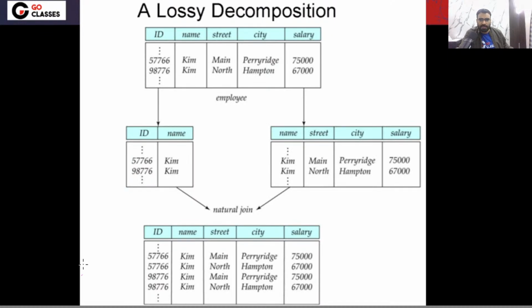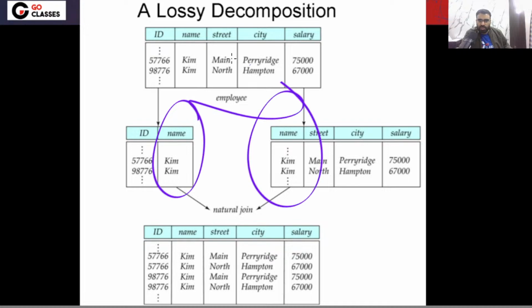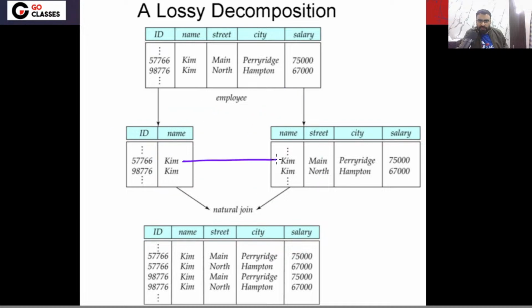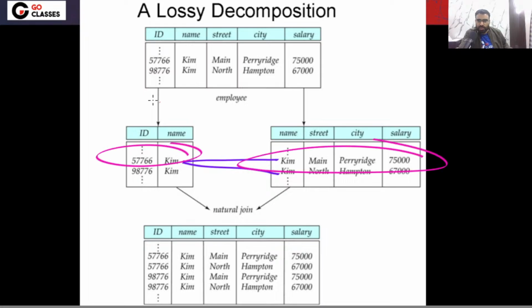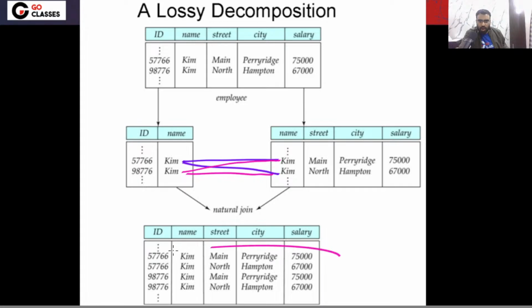Let's see this example. This is also an example of lossy join decomposition. This is the original relation. We are decomposing it into two sub-relations. When we do the natural join of these two sub-relations, we will get some extra tuples which are not present in the original relation. For the natural join, first you find the attributes with the same name. The common attribute is name. This tuple will combine with these two tuples, because this tuple has name equal to Kim, and these two tuples also have name equal to Kim. Next, this tuple will combine with these two tuples. So in the output we get these four tuples.